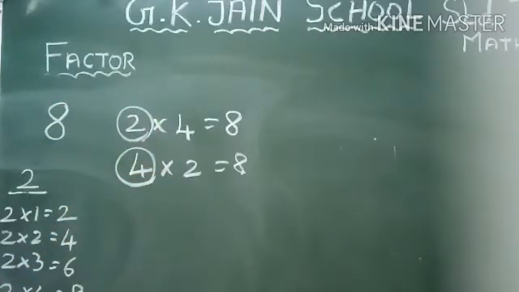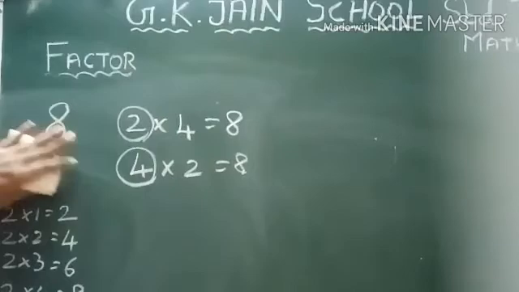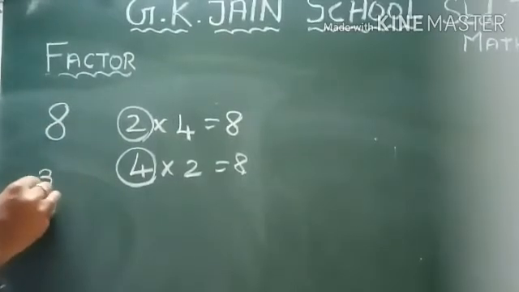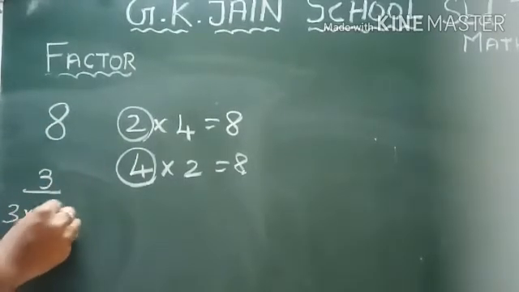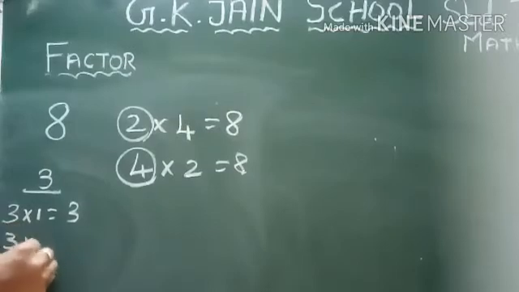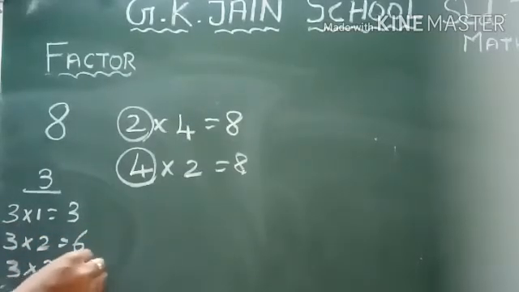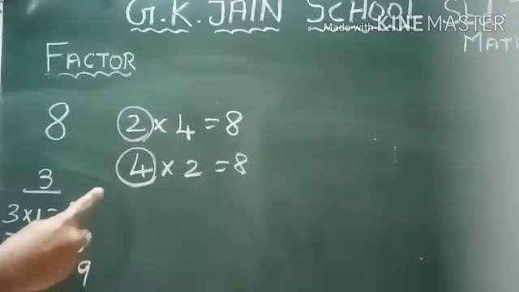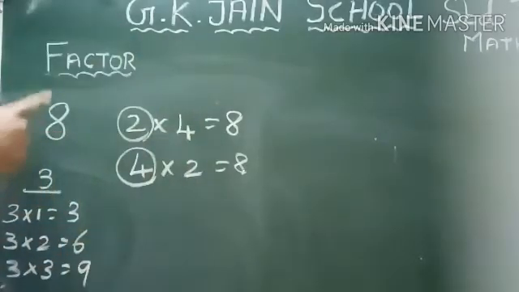So now we are going to move to the next table. 3 table. 3 ones are 3, 3 twos are 6, 3 threes are 9. Wait, 9 is more than 8. So 3 is not a factor of 8.